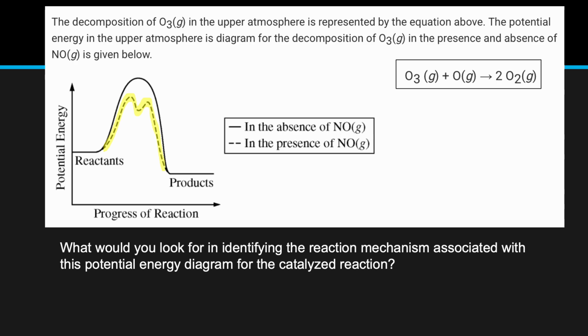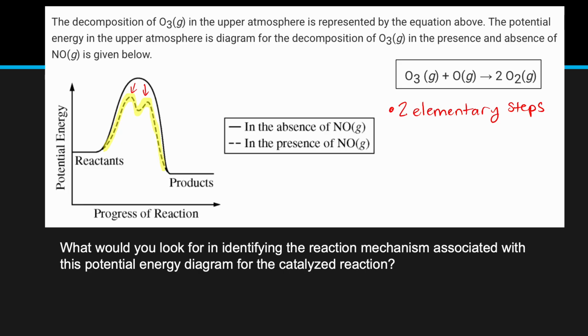So for this slide, I just want to talk about what you would look for. The first thing I want you to notice is that we have two peaks. And when we have two peaks in a PE diagram, that's going to signify that we have two elementary steps in the mechanism.